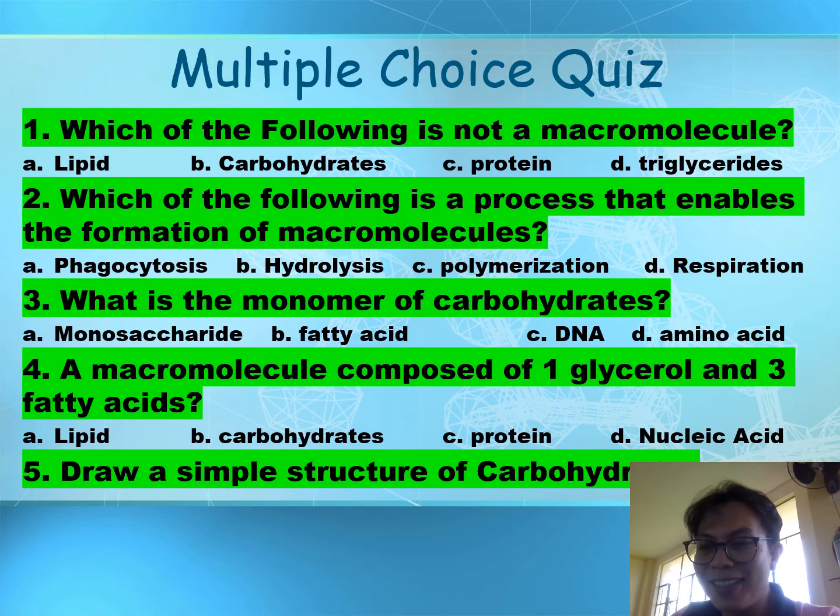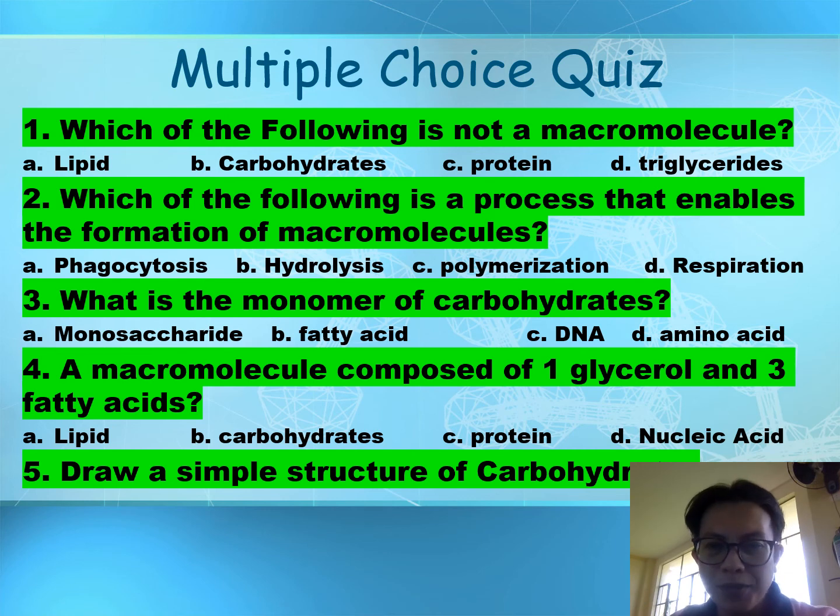We are done discussing the first two macromolecules. We have the carbohydrates, and the second one are the lipids. Now, I want you to get your notebook and write 1 to 5. This is a 5-item multiple choice quiz, and you'll only write letters which correspond to the correct answer. And in the last item, 5, you're going to draw. Okay? Para ma-exercise yung mga kamay nyo.